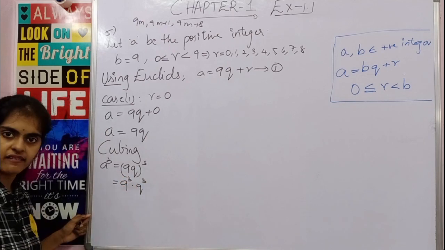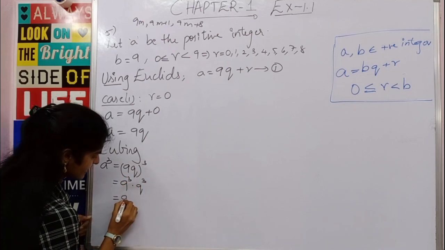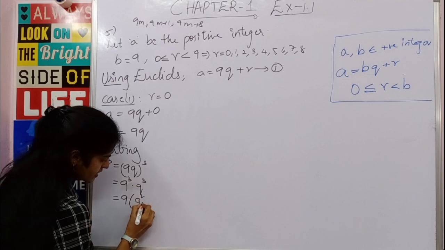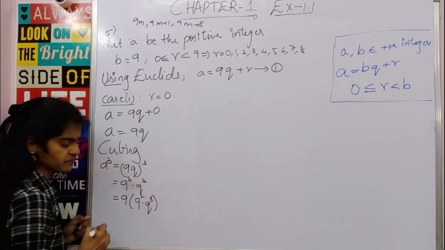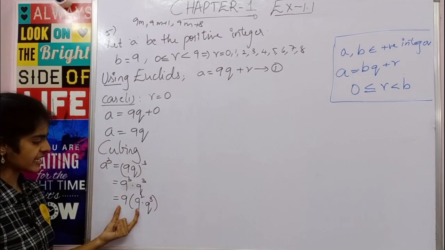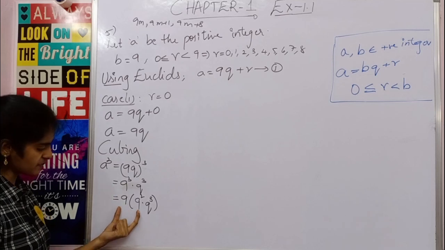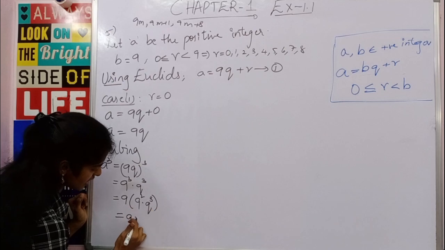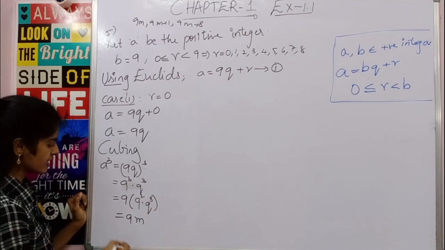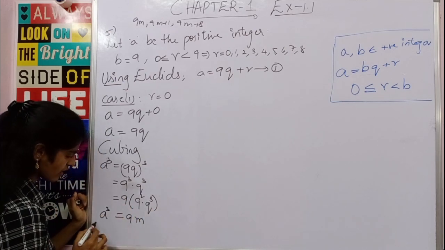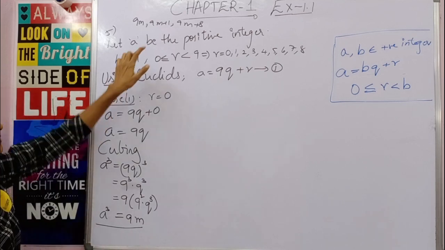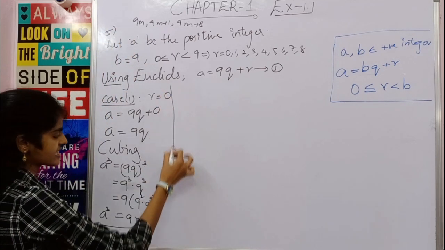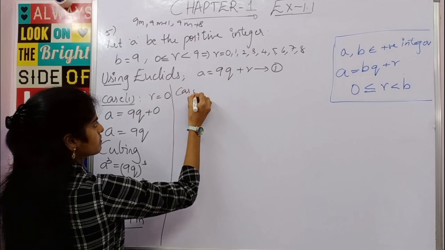Okay, separating the powers. Okay, the same thing can you write as 9 into 9 square into q cube. Okay, 9 into 9 square is nothing but 9 cube again. Okay, I am just splitting it. So this is nothing but, let me take this entire thing as m. Okay, so cube of a positive integer, you have got it as 9m. Clear? So let us take the next case, case 2.